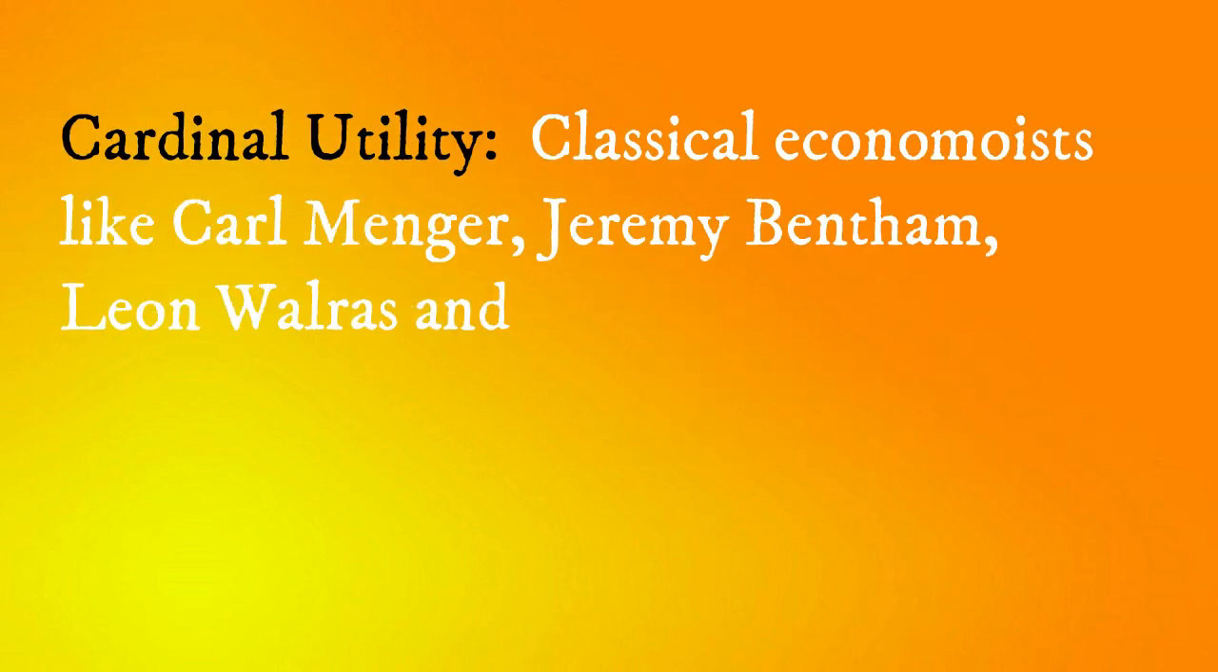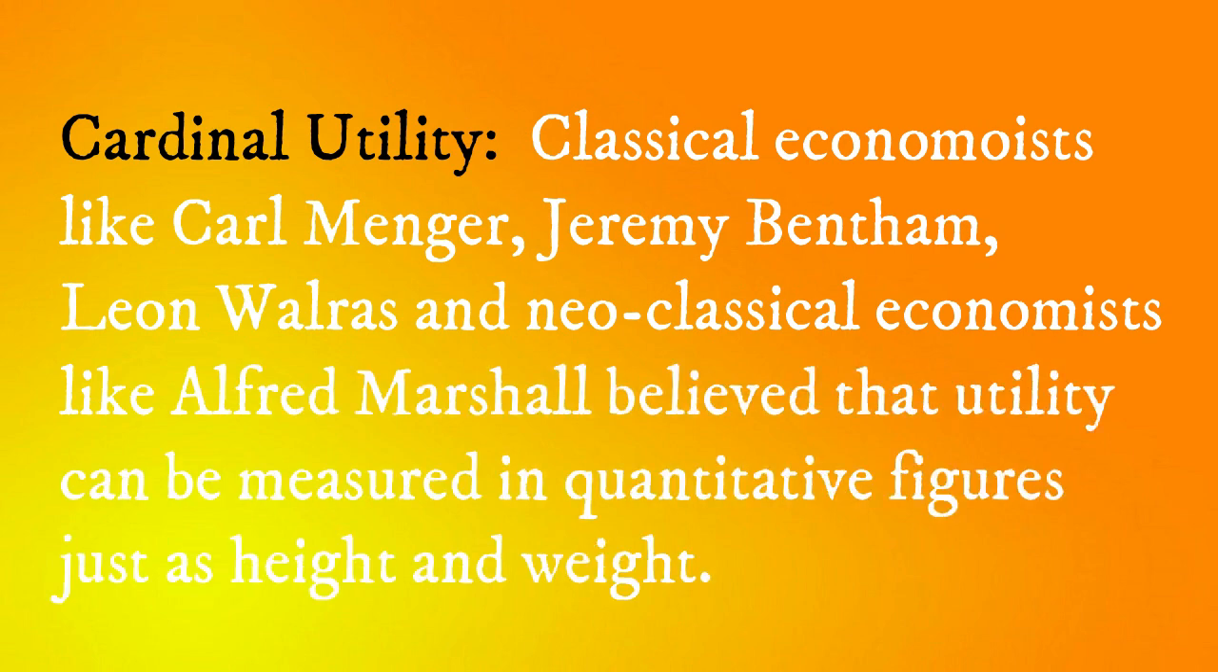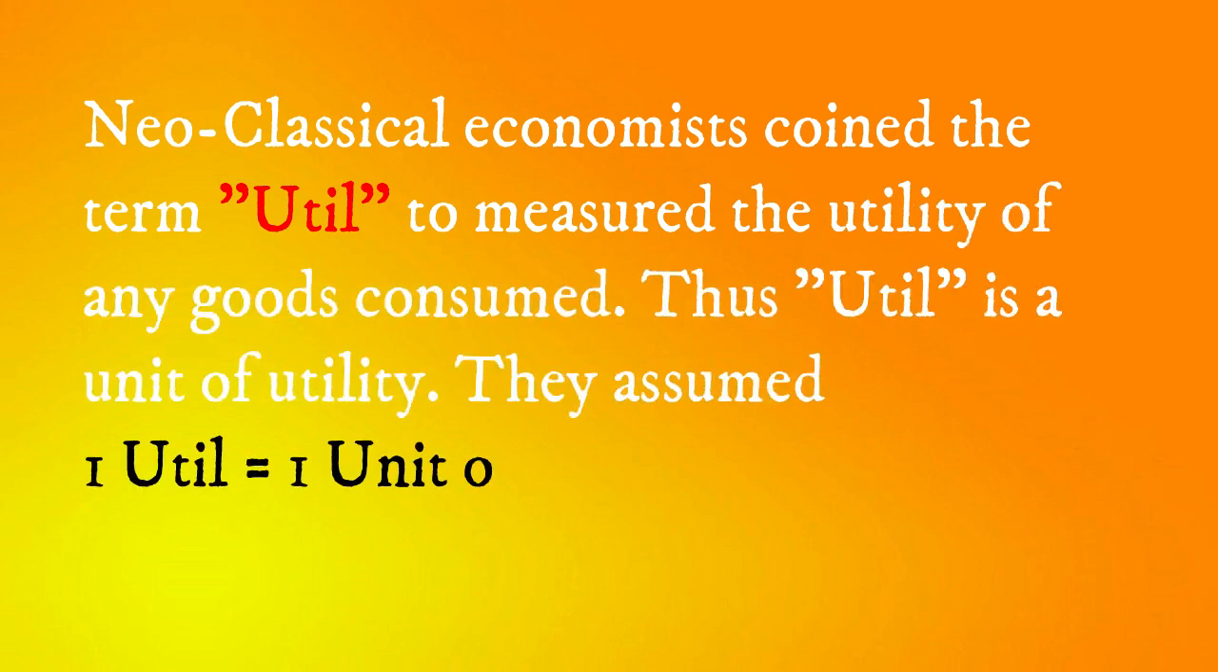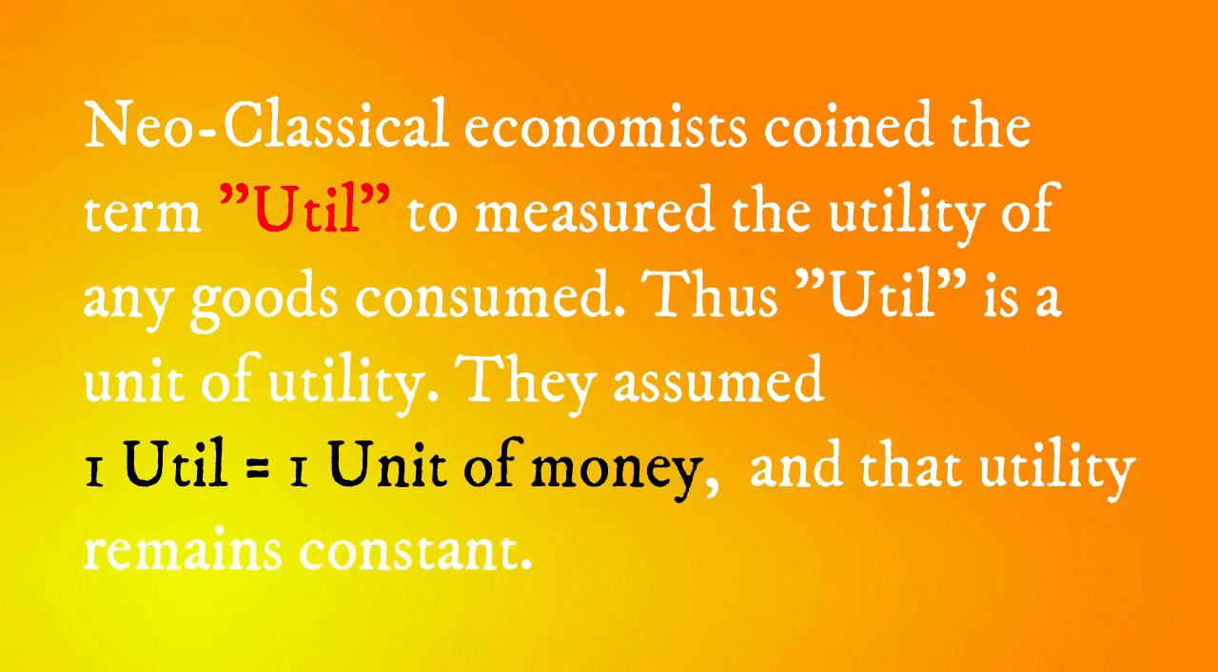Cardinal utility. Classical economists like Carl Menger, Jeremy Bentham, Leon Walras and neoclassical economists like Alfred Marshall believe that utility can be measured in quantitative figures just as height and weight. Here neoclassical economists coined the term util to measure the utility of any goods consumed. Thus util is a unit of utility. They assume that 1 util equals 1 unit of money, and that utility remains constant.